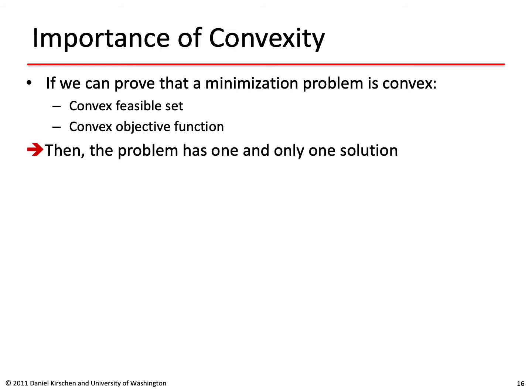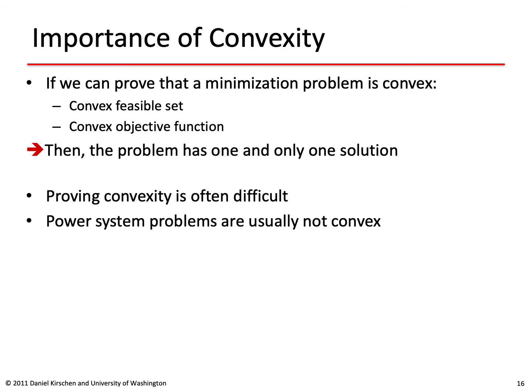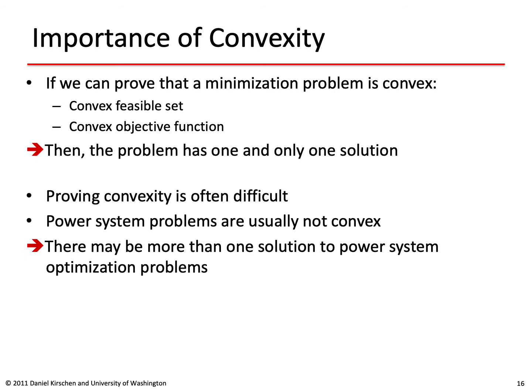And in fact, when an optimization problem is convex, finding this solution is usually not very difficult. On the other hand, proving convexity is often difficult. It's often so difficult that it's even harder than finding all the solutions of the problem. And double unfortunately, power system optimization problems are usually not convex. So that means there may be more than one solution to power system optimization problems, and that is a difficulty that we will have to deal with.